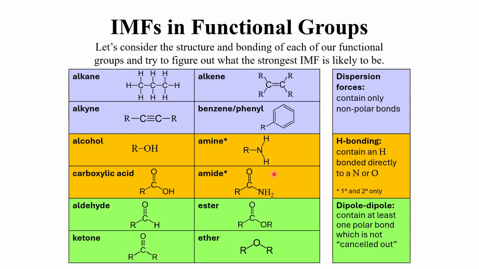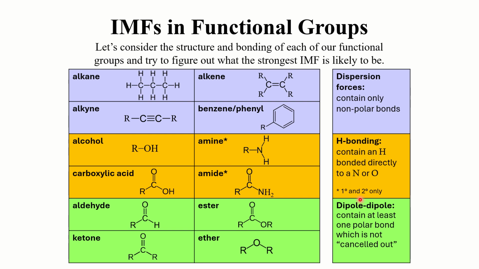So these top four right here have dispersion forces only. Notice how they are composed of carbons and typically just hydrogens. They contain only nonpolar bonds, and they're going to generally have symmetric geometries. So these compounds have dispersion forces only. These four in the middle will have hydrogen bonding. So we have hydrogen bonded to an oxygen, hydrogen to an oxygen, hydrogen to a nitrogen, hydrogen to a nitrogen. They all contain an H bonded directly to an N or an O.